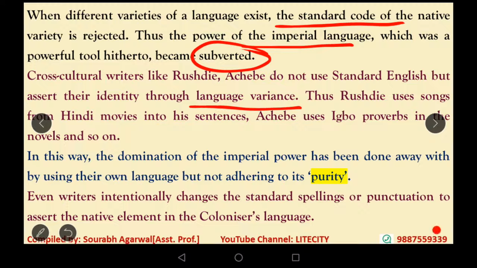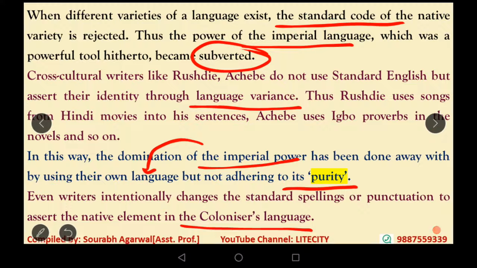In this way, the domination of the imperial power has been done away with by using their own language but not adhering to its purity. This is the funny thing about it. They are using the very language which was used to set a priority, to set a hegemony, to dominate, but now we are using it by violating its purity. Even writers intentionally change the standard spellings or punctuation to assert the native element in the colonizer's language.